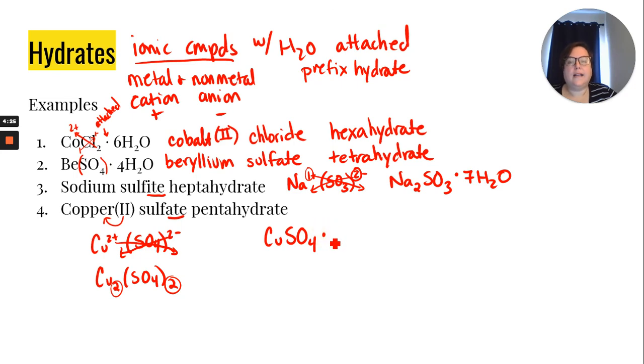And then we would have dot, and then the prefix telling us how many waters are attached is penta. Pent means 5, so 5 H2O.